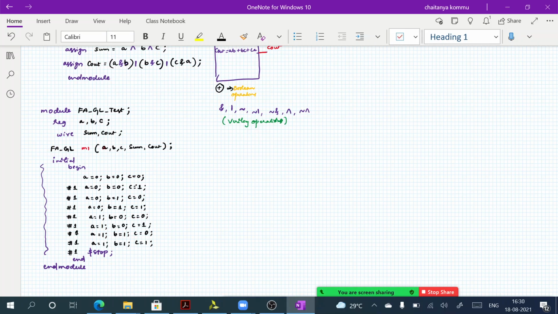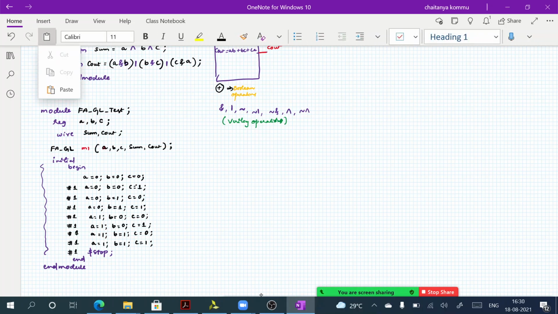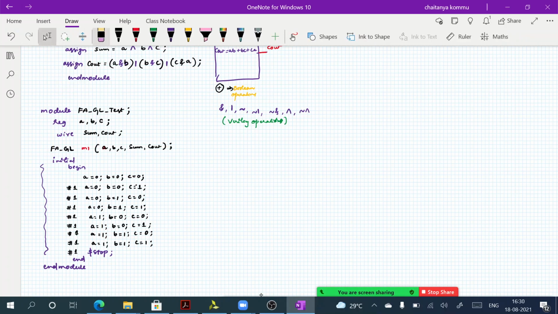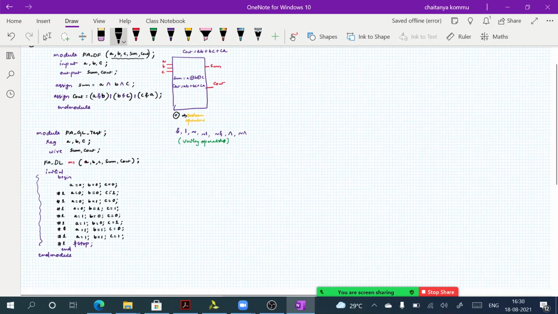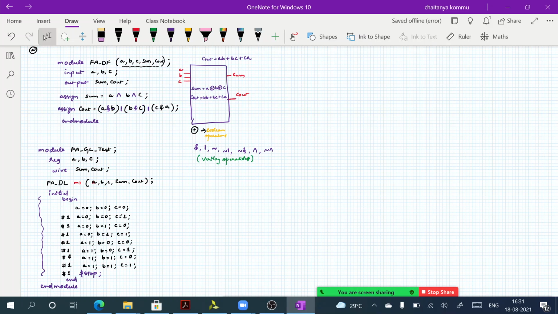But there are different ways that we can write the test bench, that you should understand. This is the simplest way, a conventional method, to write the test bench for this. Therefore I am using the same test bench here also. Please take this and execute this program. Here, instead of GL, I should write DL, for data flow modeling.